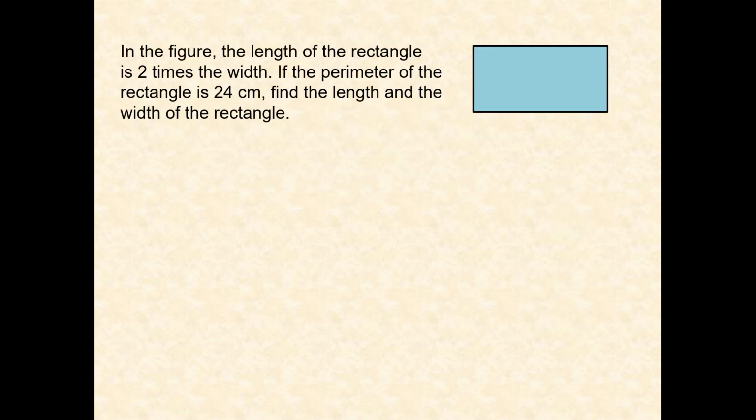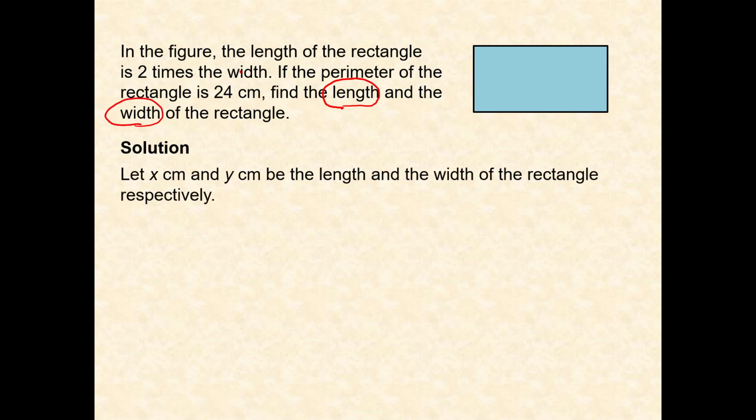For the second example, here shows the rectangle. And then the length of the rectangle is 2 times of the width. If the perimeter of the rectangle is 24 cm, find the length and the width of the rectangle. So we can use two unknowns to represent the length and also the width. So now let x cm be the length and let y cm to be the width.